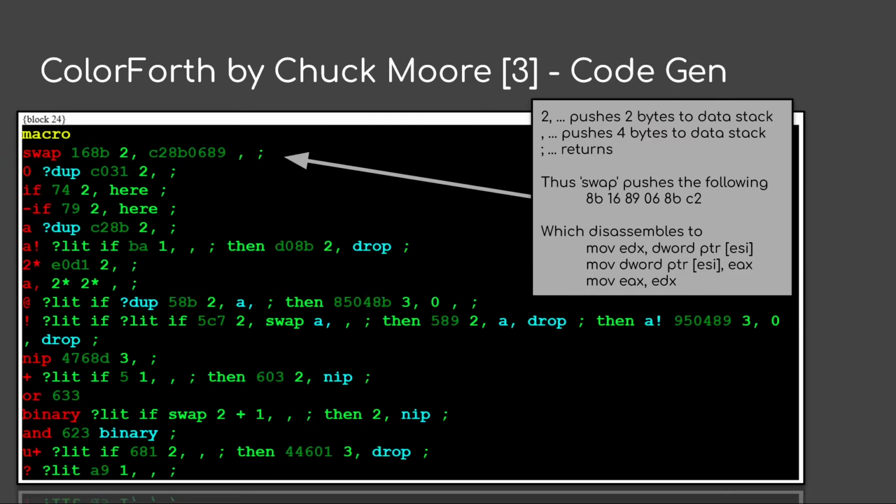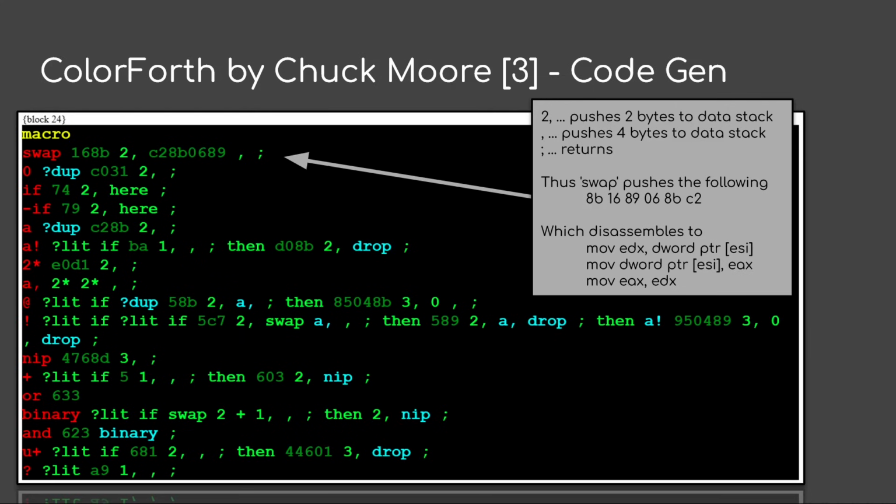If you look at block 24, it starts with executing macro, which moves us to making defines in the macro dictionary. The first define is swap, then it does 168b, and then it does a 2 comma. The 2 comma pushes 2 bytes onto the data stack. The next one is C2 8b0689, followed by a comma. The comma pushes 4 bytes onto the data stack.